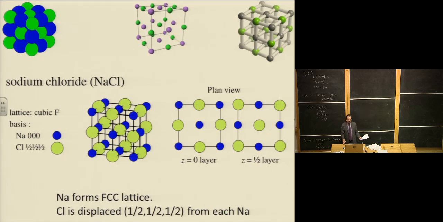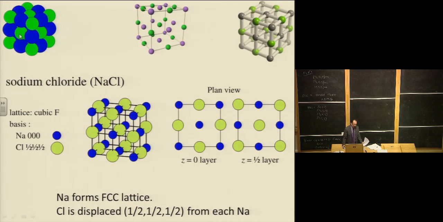This is a sodium chloride structure, a very typical salt structure. Sodium chloride, very ionic. Sodium gives up the electron. Chlorine takes the electron. And if you look at it carefully, you can see that sodium is forming an FCC lattice. It's even labeled cubic F. So maybe it's easiest to see in this picture. These are all depictions of the same lattice. None of them are actually great, but we may have to make do.